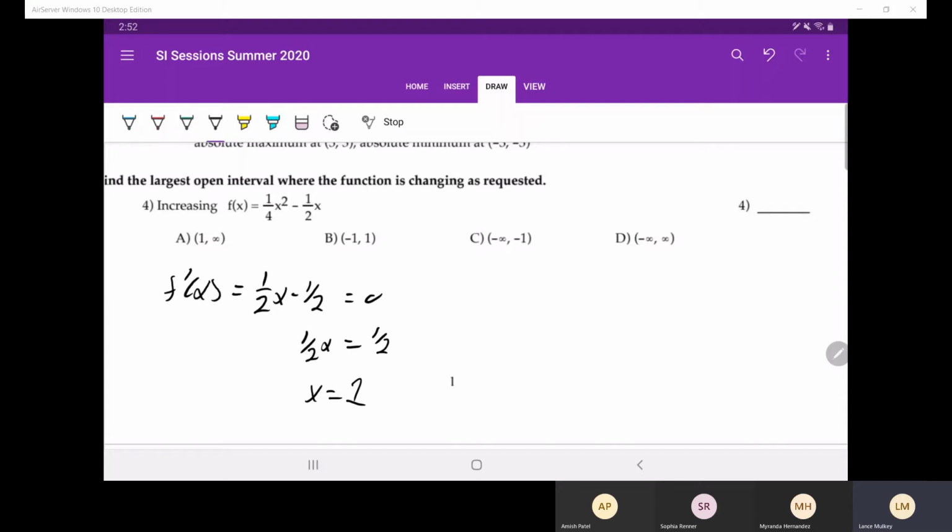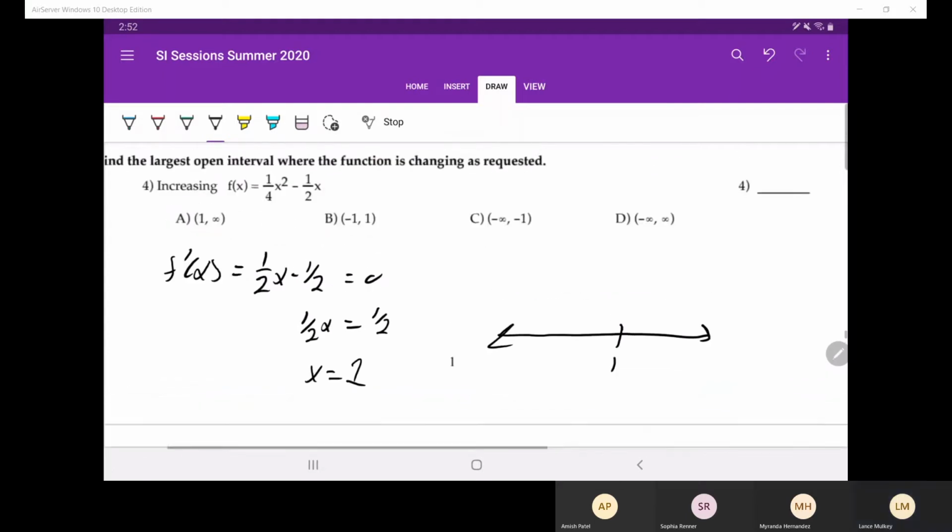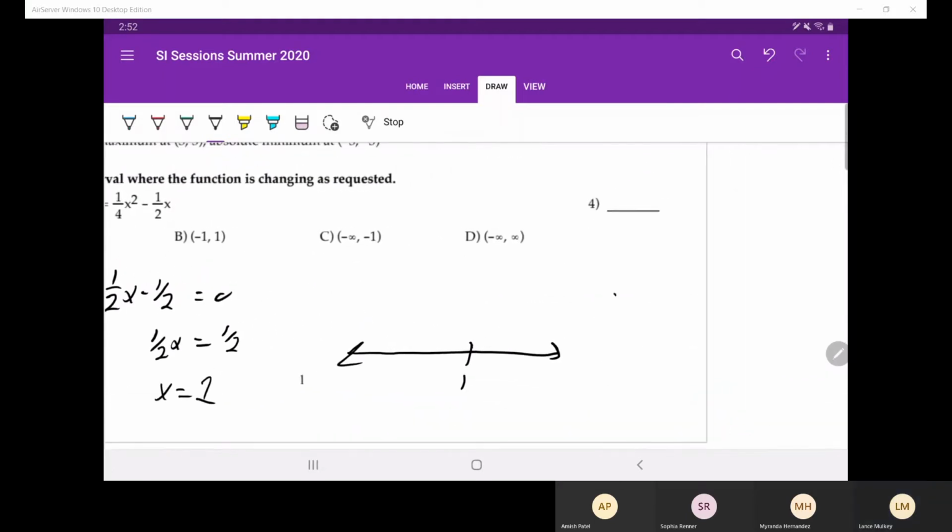And then, since we set it equal to 0, we have our critical point. Set up a number line. So we do f prime of 0 equals 1/2 times 0 minus 1/2, which equals 0 minus 1/2, which equals negative 1/2, which is negative.